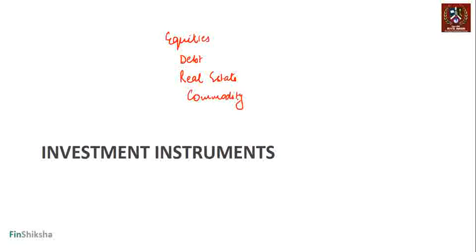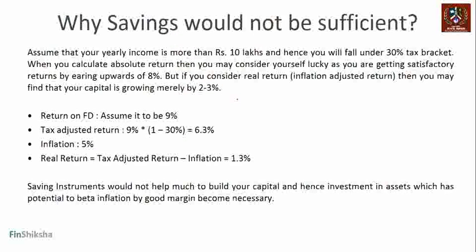Right. Now, when we look at investment instruments, why is it important? It is because savings may not be sufficient for us. Right. Assume that your yearly income is more than 10 lakhs and you will fall under the 30% tax bracket.